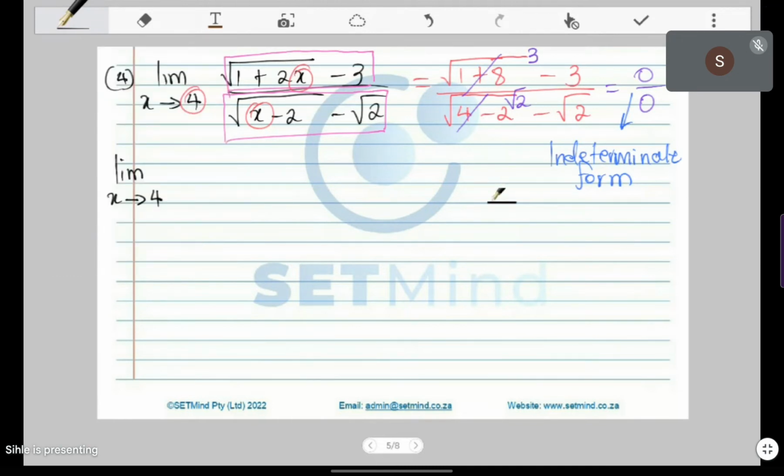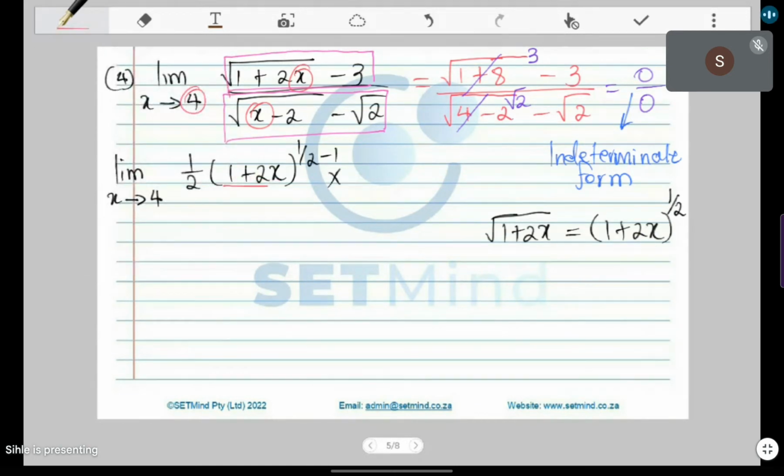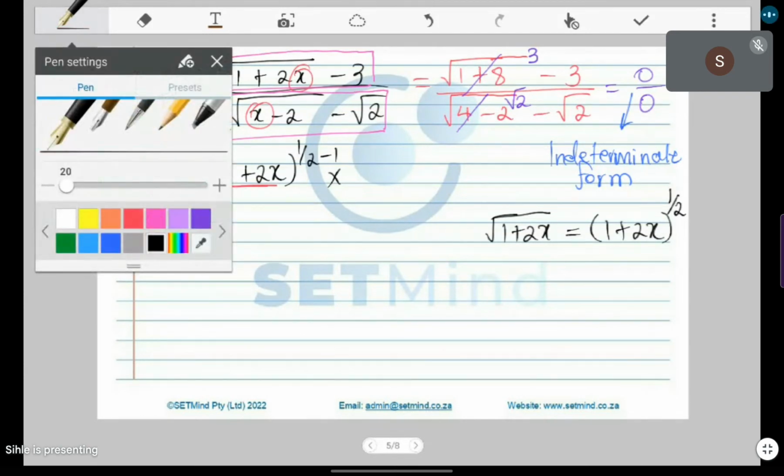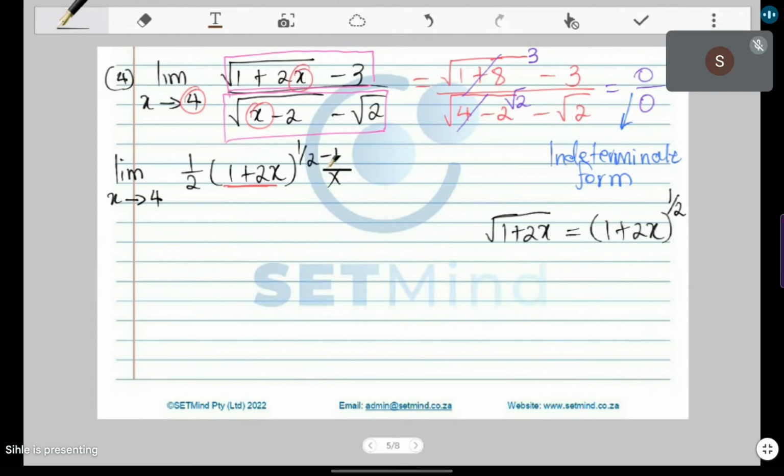If we derive the square root of 1 plus 2x, I'm just going to write it as 1 plus 2x to the power of 1 over 2, right? So if I derive the square root of 1 plus 2x, I'm going to get 1 over 2, 1 plus 2x to the power of 1 over 2 minus 1. Chain rule, I'm going to multiply by the derivative of what is inside here, which is simply 1 plus 2x. Final answer is going to be 2. And then the derivative of 3 is 0.